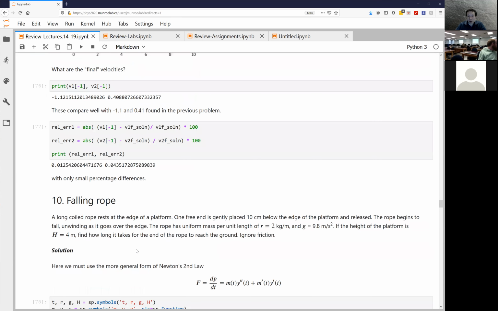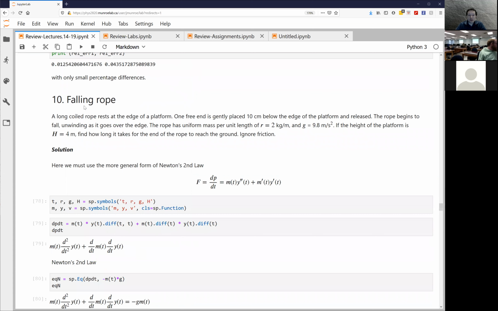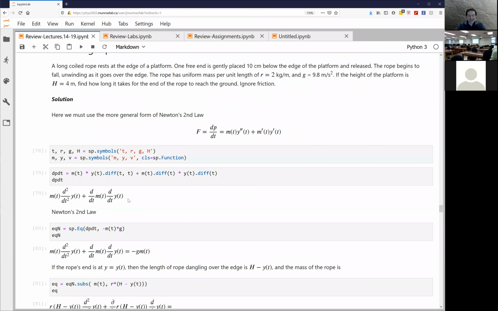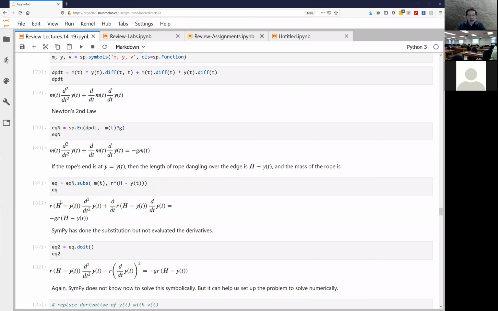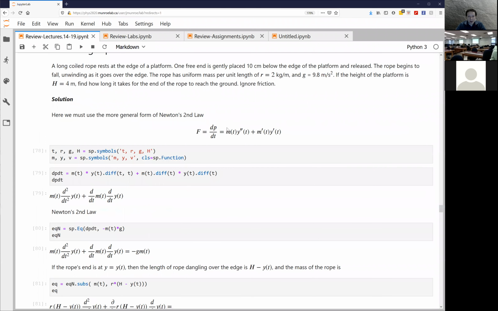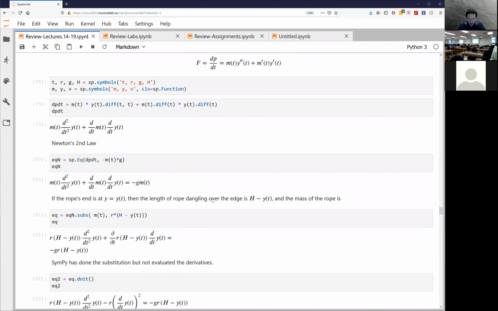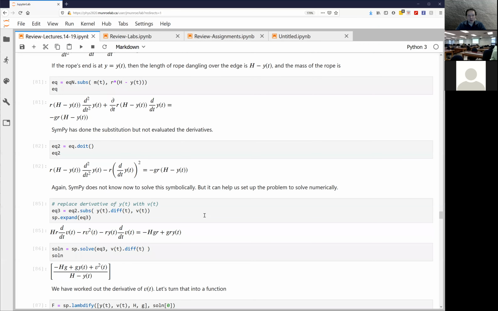Finally, the last example I'll leave in here is a more complicated problem of a falling rope. This is the idea that you've got a rope which is coiled up on the top of a platform or a table, and it's falling. This is the equation of motion. It's a problem where the mass of the rope is actually increasing with time as more of it unspools and falls over. So here is something where we can write down the equation symbolically, and manipulate it to figure out what the net force is on the thing, to come up with the equation of motion.